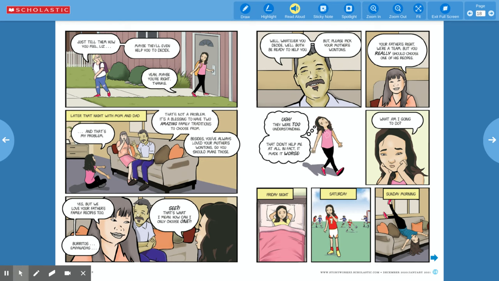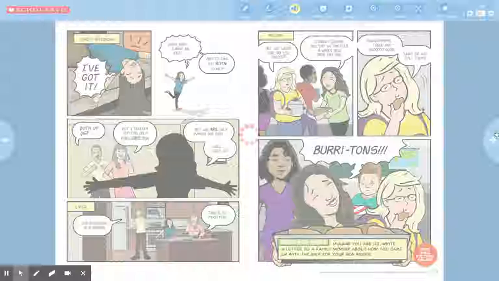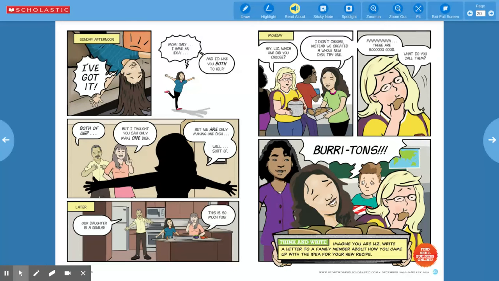She's laying upside down on her couch, looking stressed out. So how many days have passed? 3. Okay, so let's see what happens. And then finally, Sunday afternoon, she says, I've got it. I wonder what her idea is.